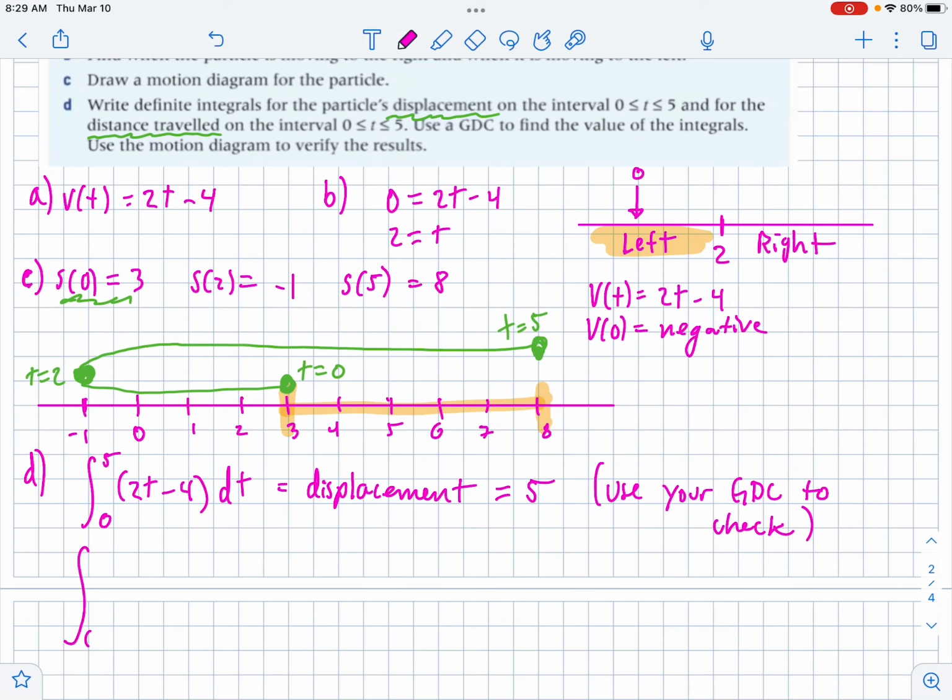Now that was for the displacement. For the total distance traveled, we're going to go 0 to 5 and put an absolute value on the outside of that. Your absolute value lives in the catalog button. I'll show you today in class. So let's see. I'll pull them up. And then it's the very top one of your catalog, ABS parentheses.